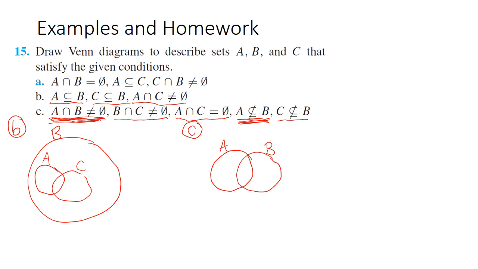And then I'm going to do C. So B and C need to overlap at least somewhat, but they can't overlap to the extent that C is actually inside of B. And then finally, I also need to draw A and C not overlapping at all. So I'm just going to put C over here. And with that, A and C do not overlap. B and C have a non-empty intersection, and C is not a subset of B.